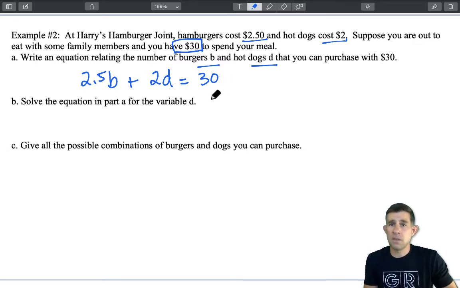So again, this is a linear combination, a combination of the burgers and the dogs. Our variables B and D are not being multiplied or divided to each other. They are being added or combined, and they both have a degree of 1.